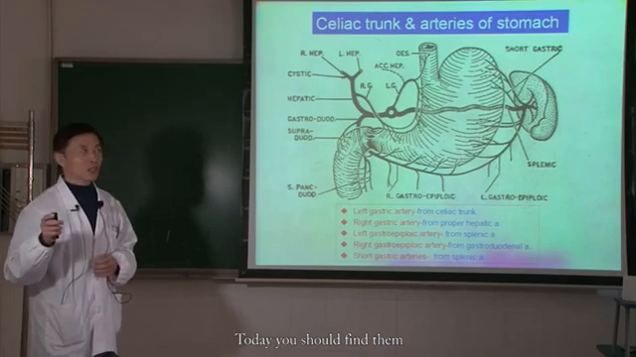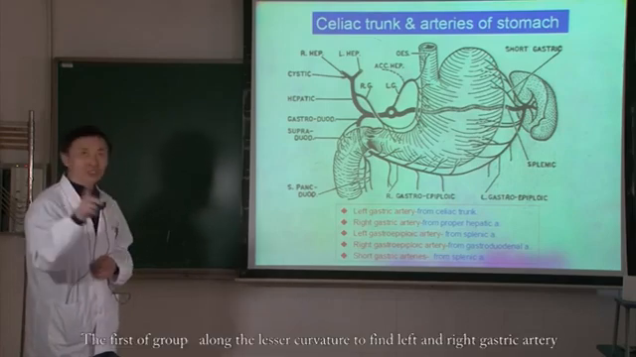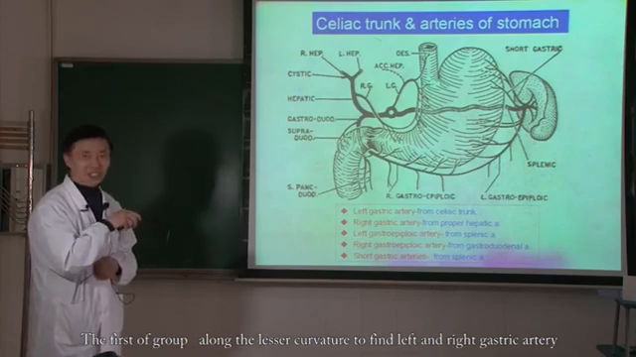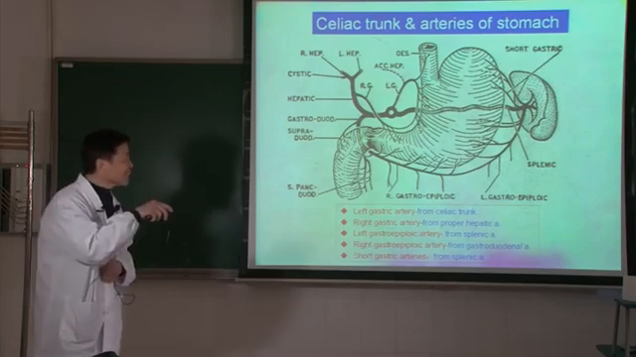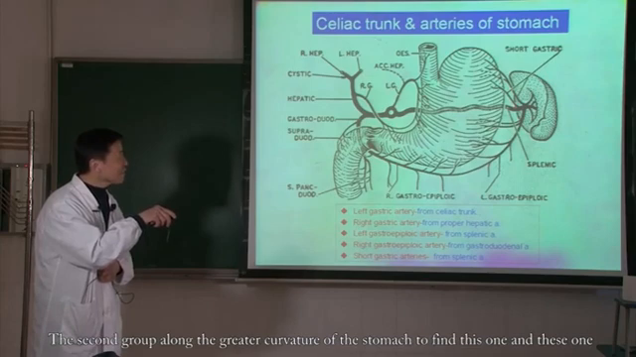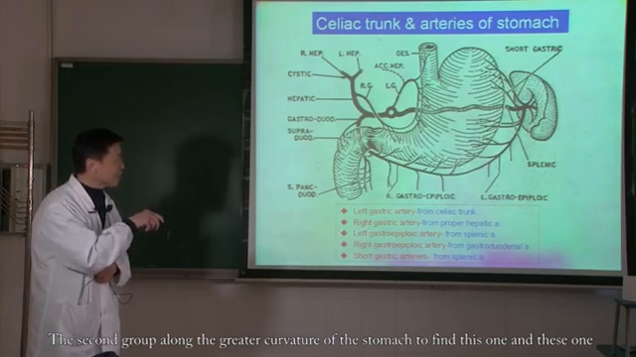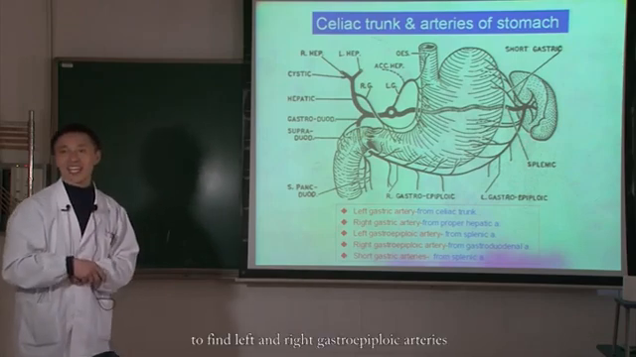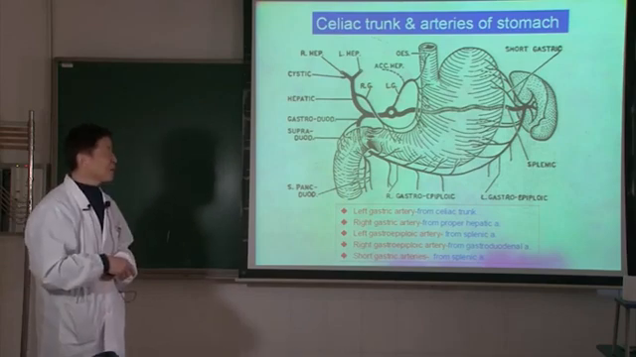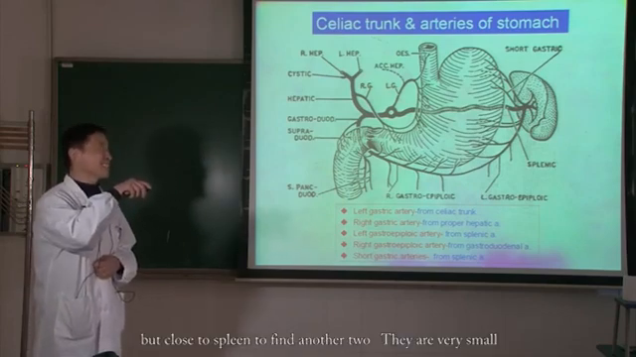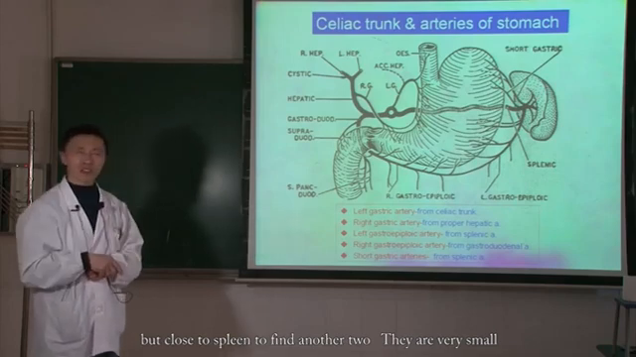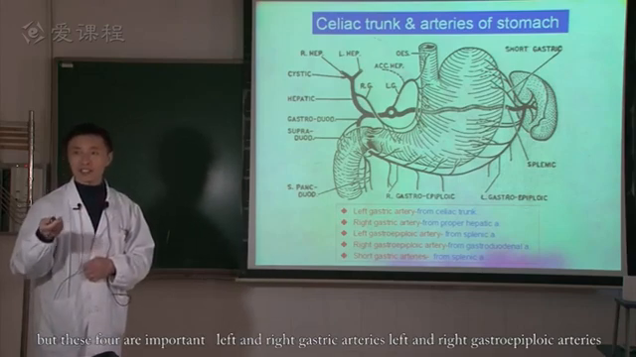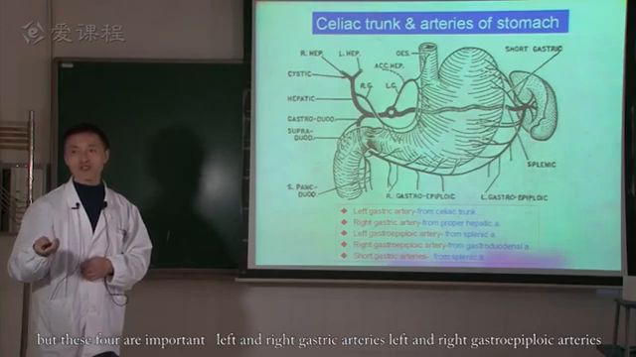Today, you should find them. The first step, along the lesser curvature, find the left and right gastric arteries. The second step, along the greater curvature of the stomach, find the left and the right gastroepiploic arteries. Close to the spleen, find another two. These two are very short, very small. But these four are important: left and right gastric arteries, left and right gastroepiploic arteries.